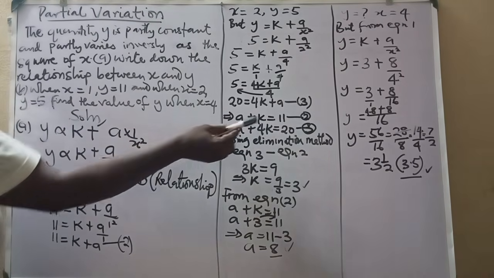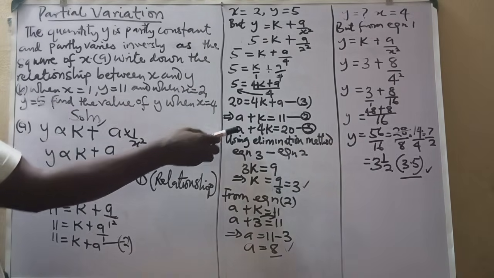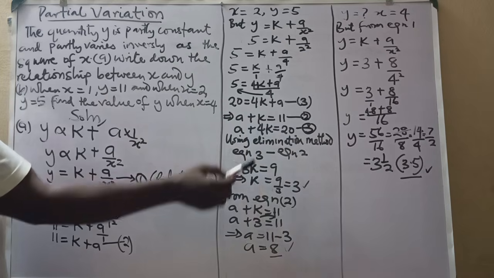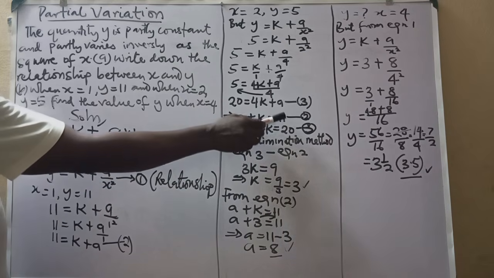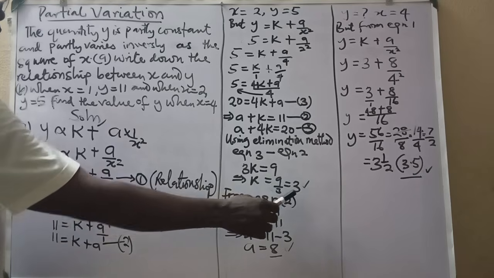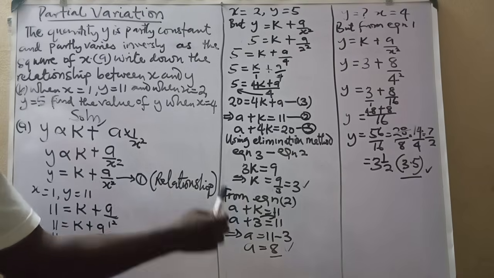Under the elimination method, you now see equation 3 minus equation 2. What does it mean? A minus A is 0. 4k minus k will give you 3k. 20 minus 11 will give you 9. So by the time you divide both sides, you are going to see that your k is 3. I believe it's simple.